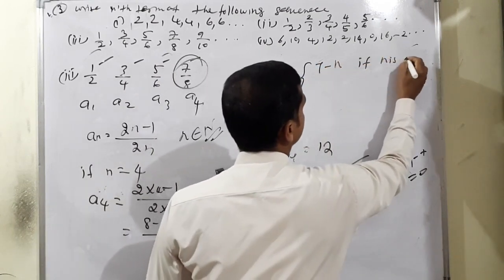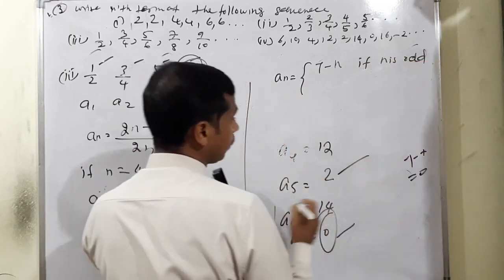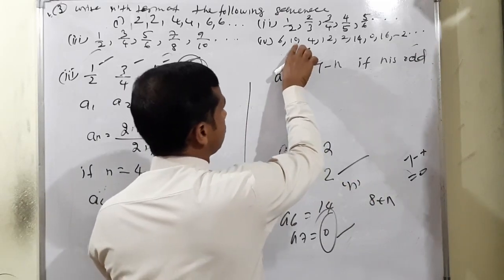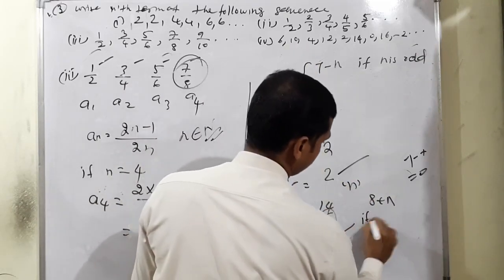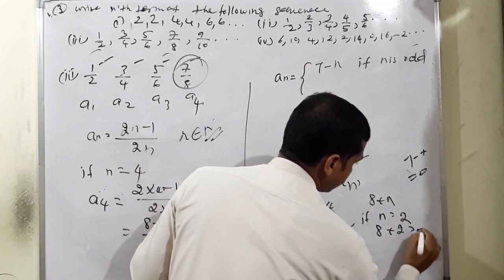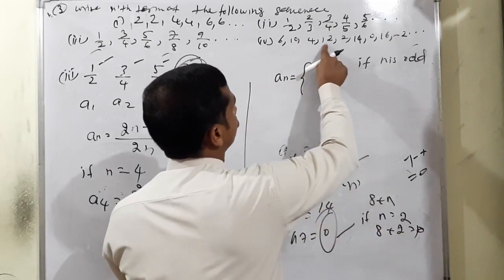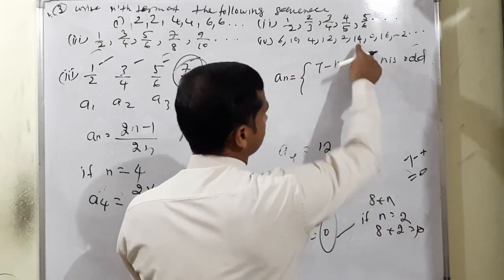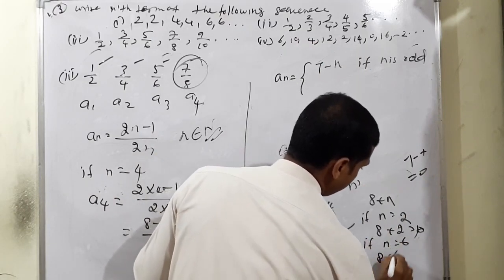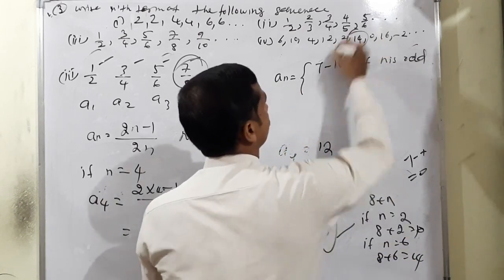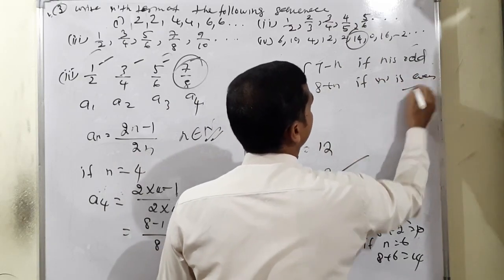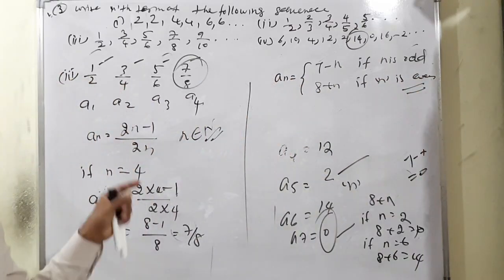Okay, if n is even, then 8 plus n. Check it there, 8 plus n. For even, 10 is there. If n is equal to 2, 8 plus 2 is equal to 10. One more condition: 1, 2, 3, 4, 5, 6. If n is equal to 6, 8 plus 6 is equal to 14. 14 is there, no? Therefore, 8 plus n if n is even. Okay, I hope you understand. I will continue with the next question.